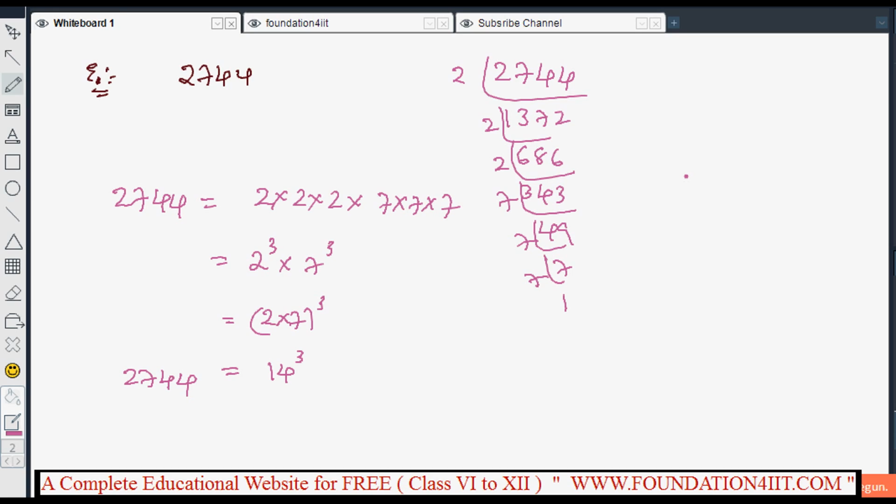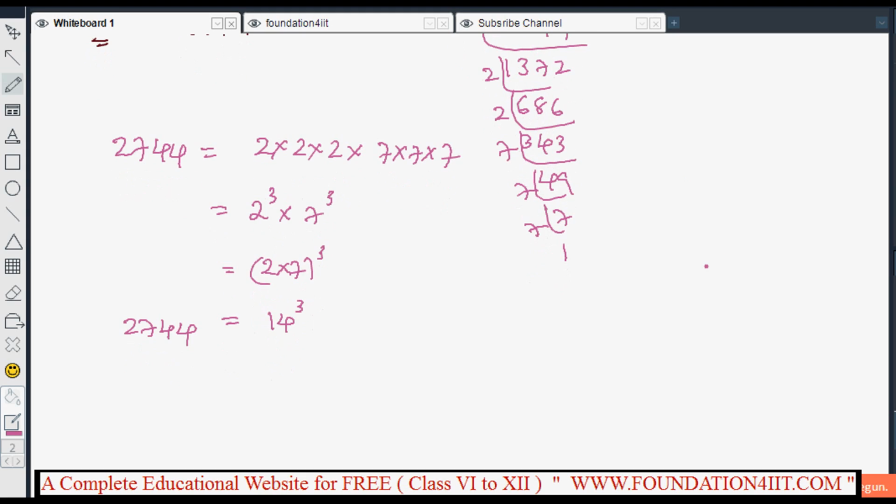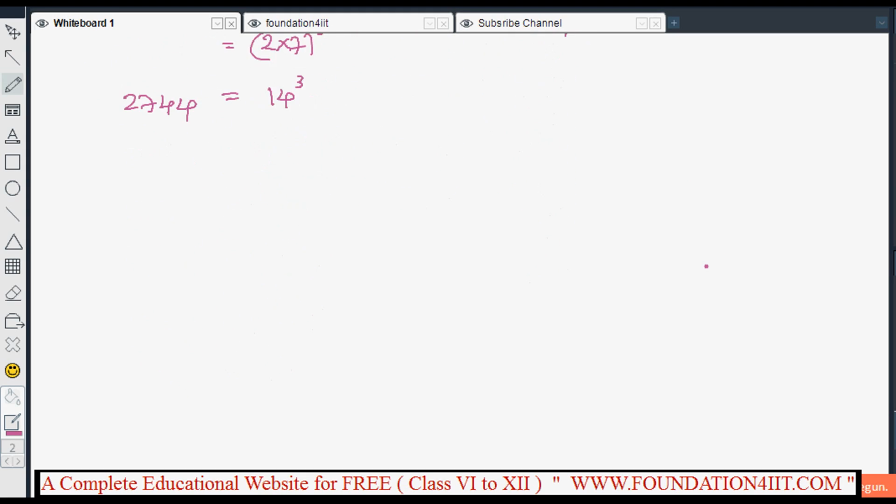Similarly, we can show that some number is not a perfect cube, or show whether some number is a perfect cube or not. In this type of example also we'll take a similar approach. I'll write the question.